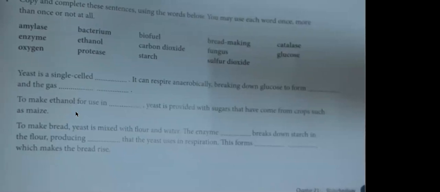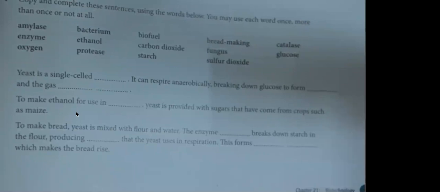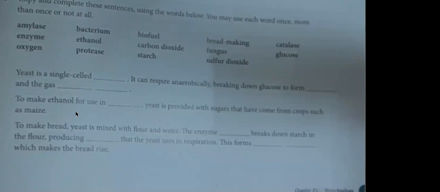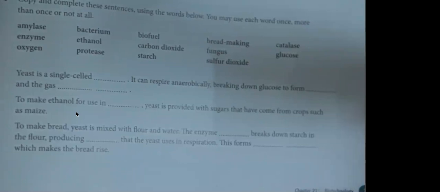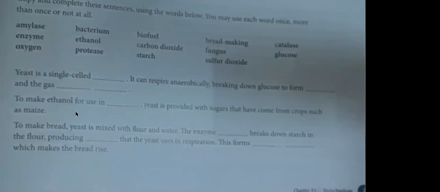Yeast is provided with sugar that comes from crops such as maize. To make bread, yeast is mixed with flour and water. The enzyme dash breaks down starch in the flour. Amylase, very good. Yeah, we mentioned that. Exactly, amylase breaks down the flour, producing a dash that the yeast uses in respiration.